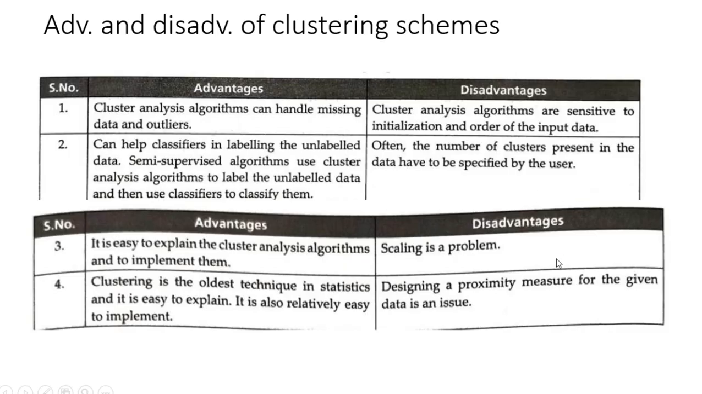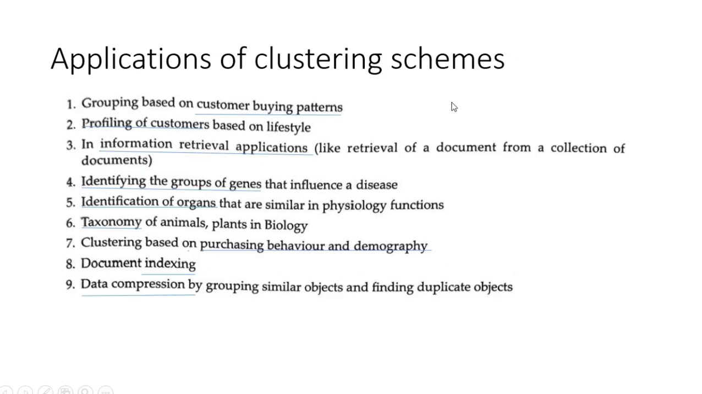The third one is scaling is a problem, in the sense, suppose you have too much data. You have very large data sets. Suppose I have millions of records and I'm trying to bring it down to thousands. That scaling can be a problem here. And the fourth one is designing a proximity measure for the given data can be an issue. We will discuss what a proximity measure is in the next few minutes. Designing proximity measures, especially when you have huge data or scaling issues, can be a problem. So what are the applications?